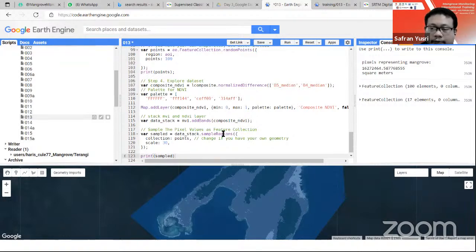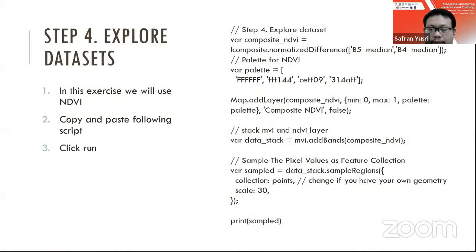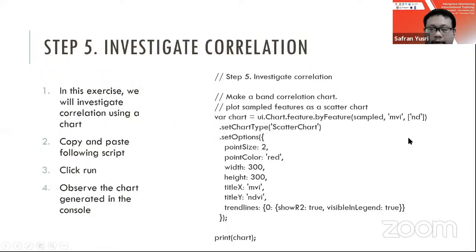Okay, this is a new feature collection called sample. And then we create a new chart to investigate the correlation of MVI and NDVI. So it's actually very simple. You just command the engine to plot features using a scatter chart by using this command, the syntax.